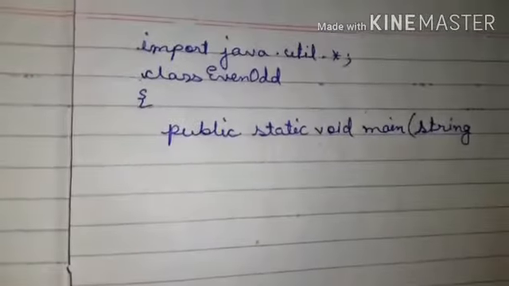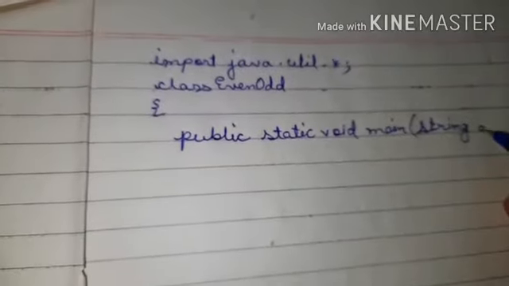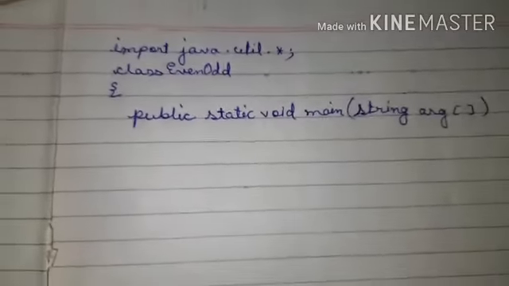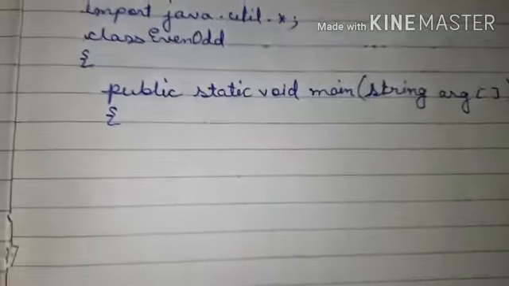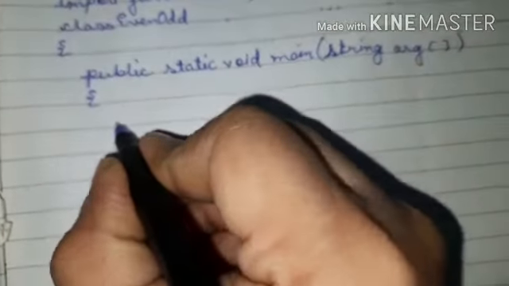public static void main(String args[]). So we have written the main method. After writing the main method, if you wish, first you can create the Scanner, or you can also first create the array.